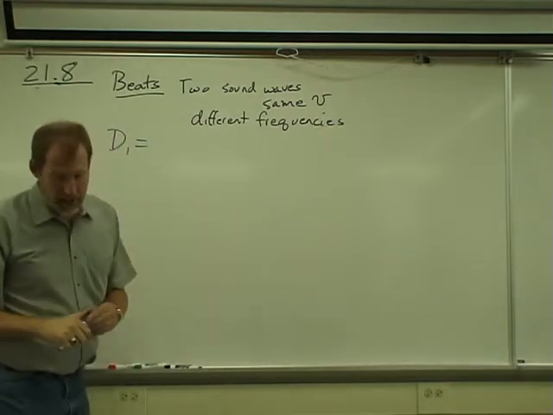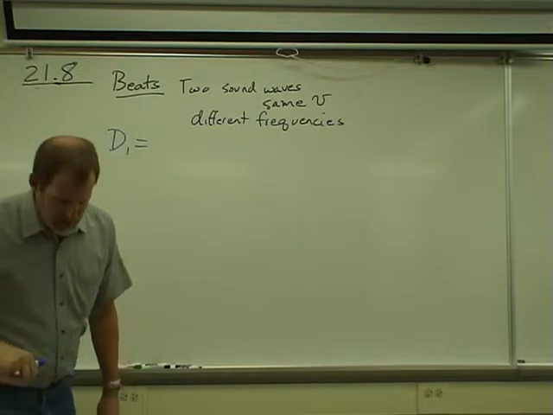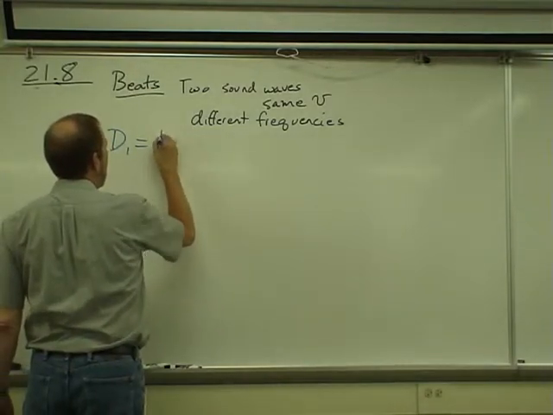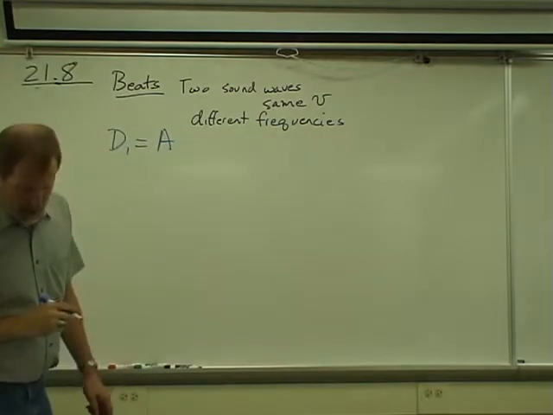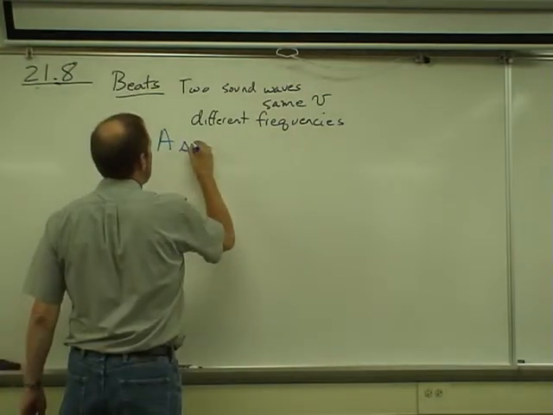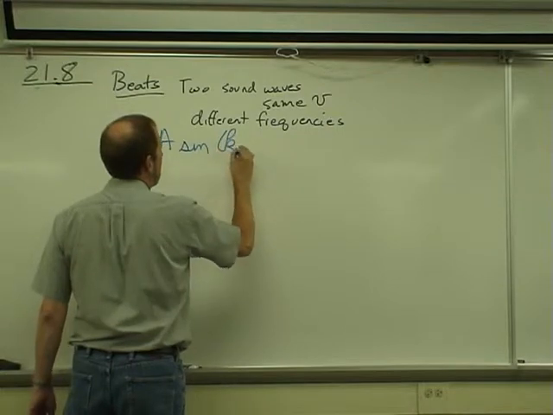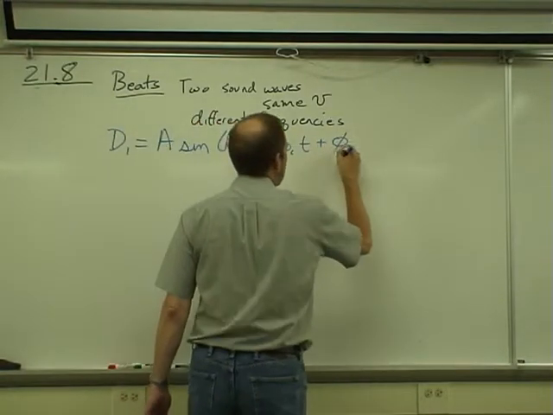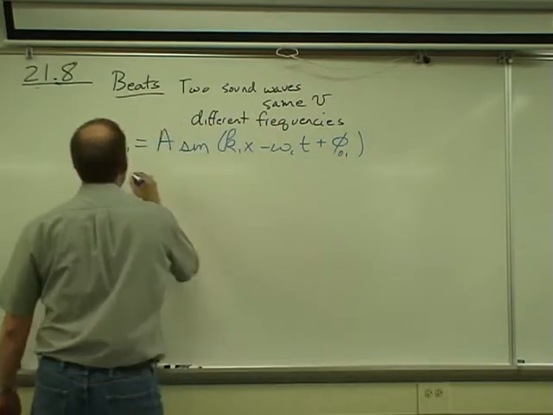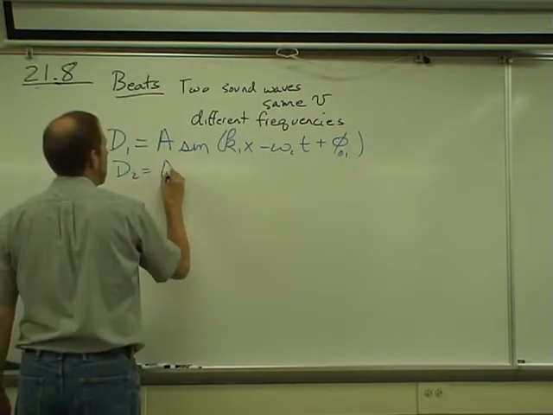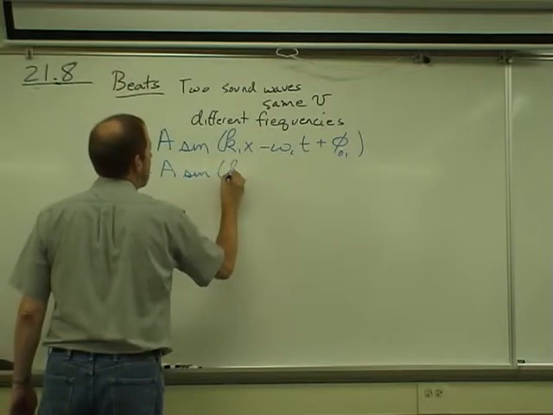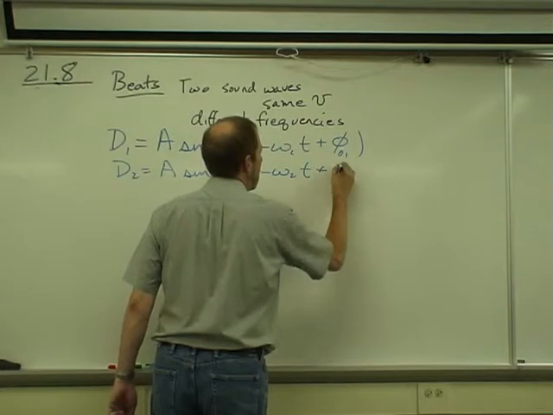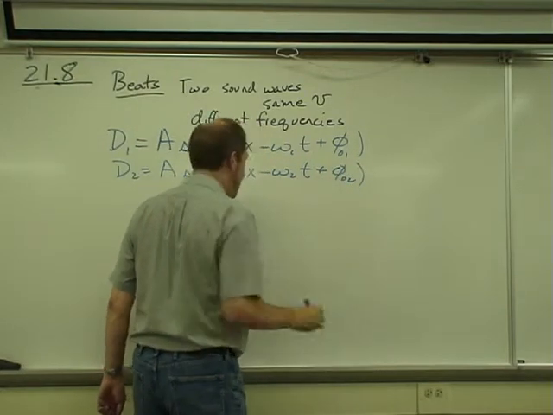D1, for example, is equal to some amplitude times the sine of k1x minus omega 1t plus maybe some phase shift. D2 is the same.